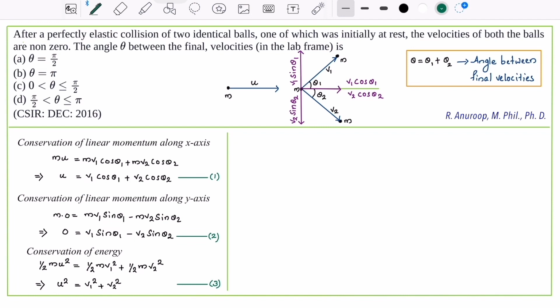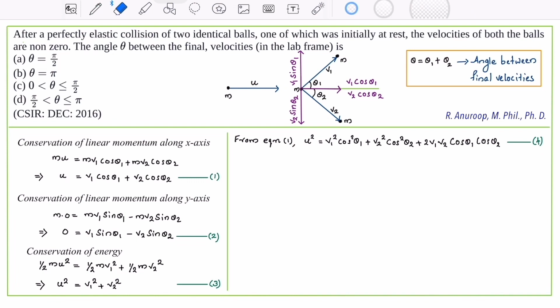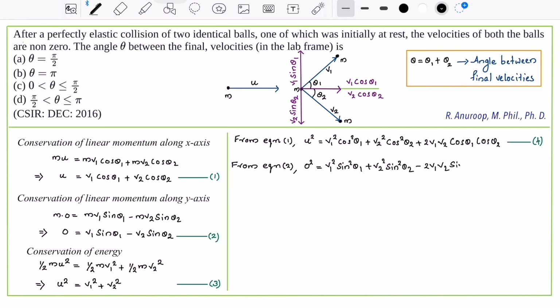From 1 we can write, let us square the equation 1, that is u square is equal to v1 square cos square theta 1 plus v2 square cos square theta 2 plus 2v1 v2 cos theta 1 cos theta 2. Let it be equation number 4. In the same way, from equation 2, we can write 0 square is equal to v1 square sin square theta 1 plus v2 square sin square theta 2 minus 2v1 v2 sin theta 1 sin theta 2. Let it be equation 5.